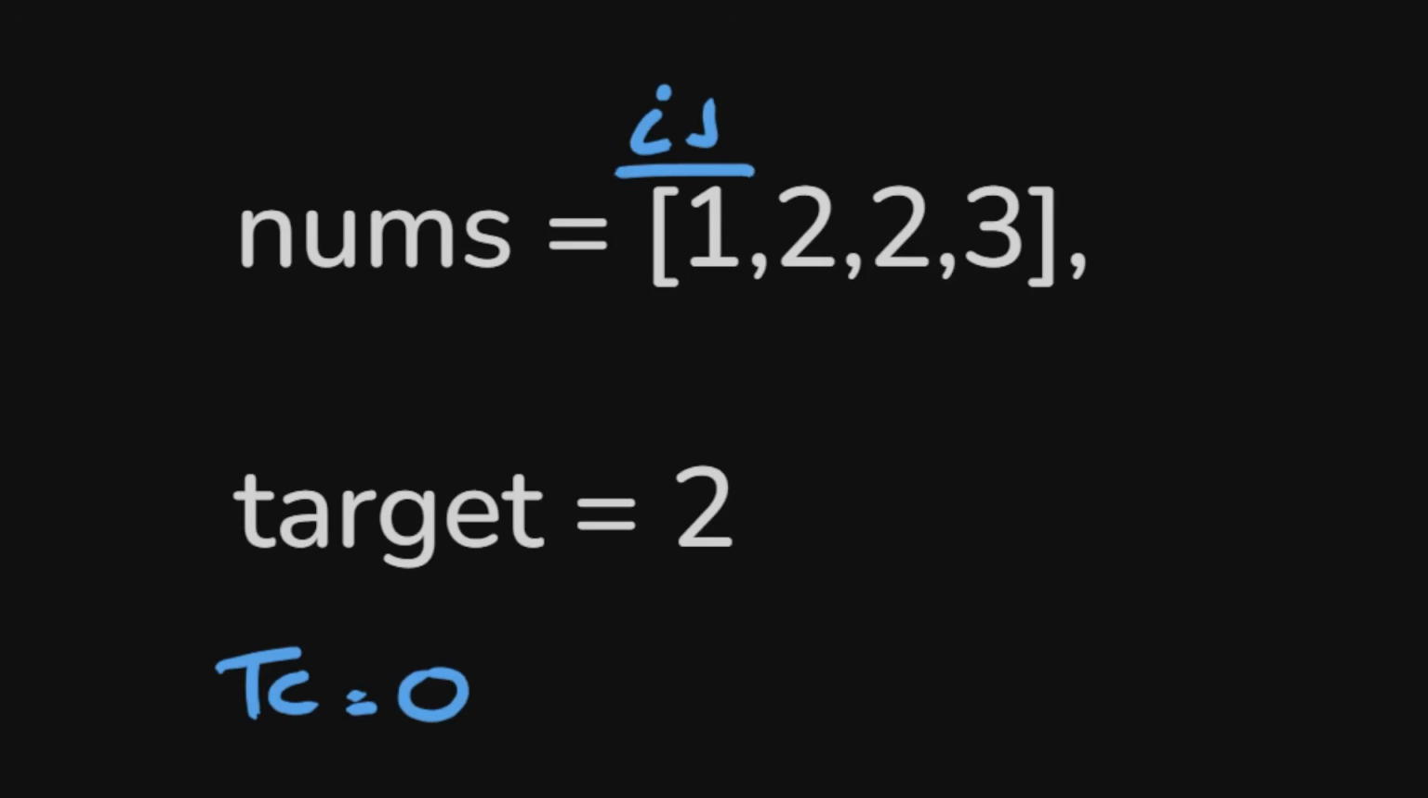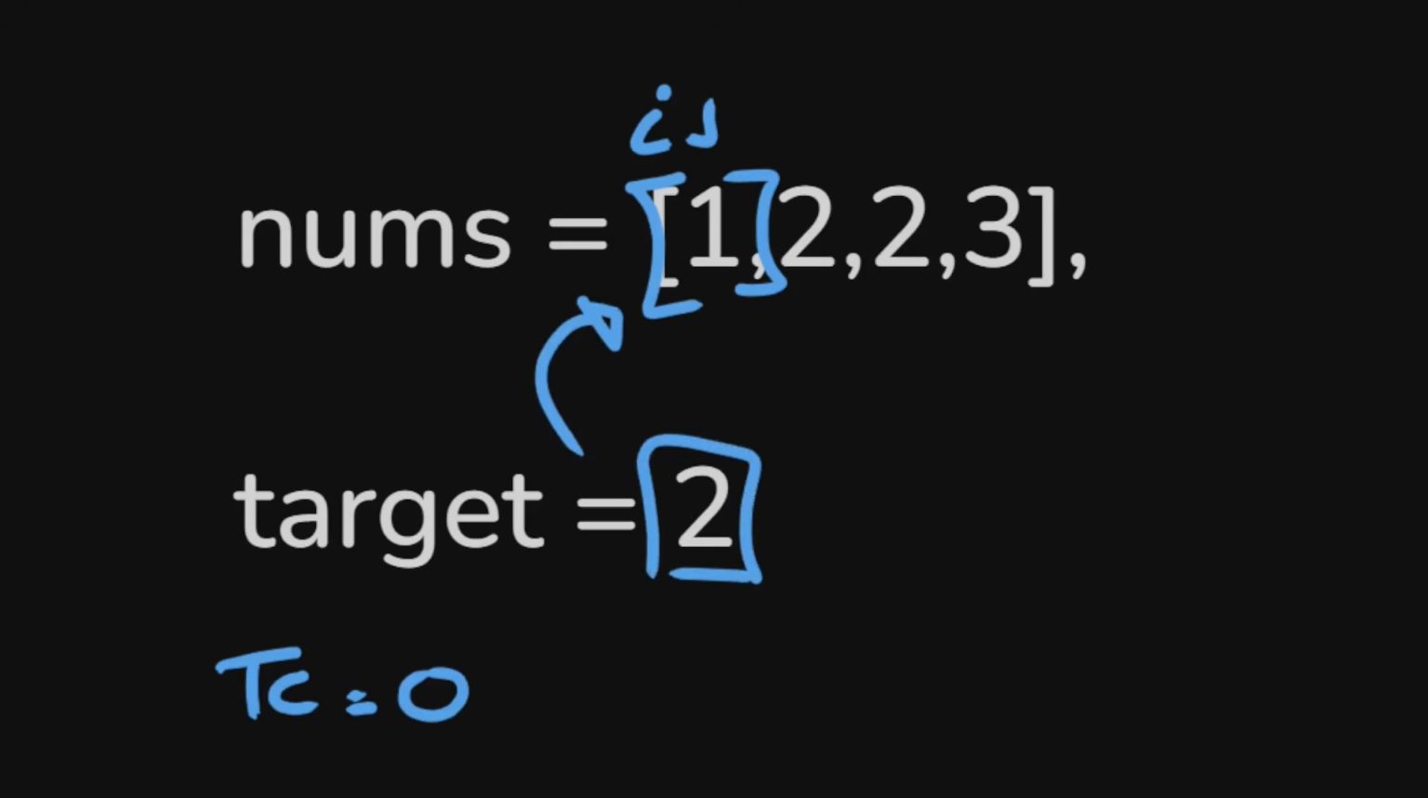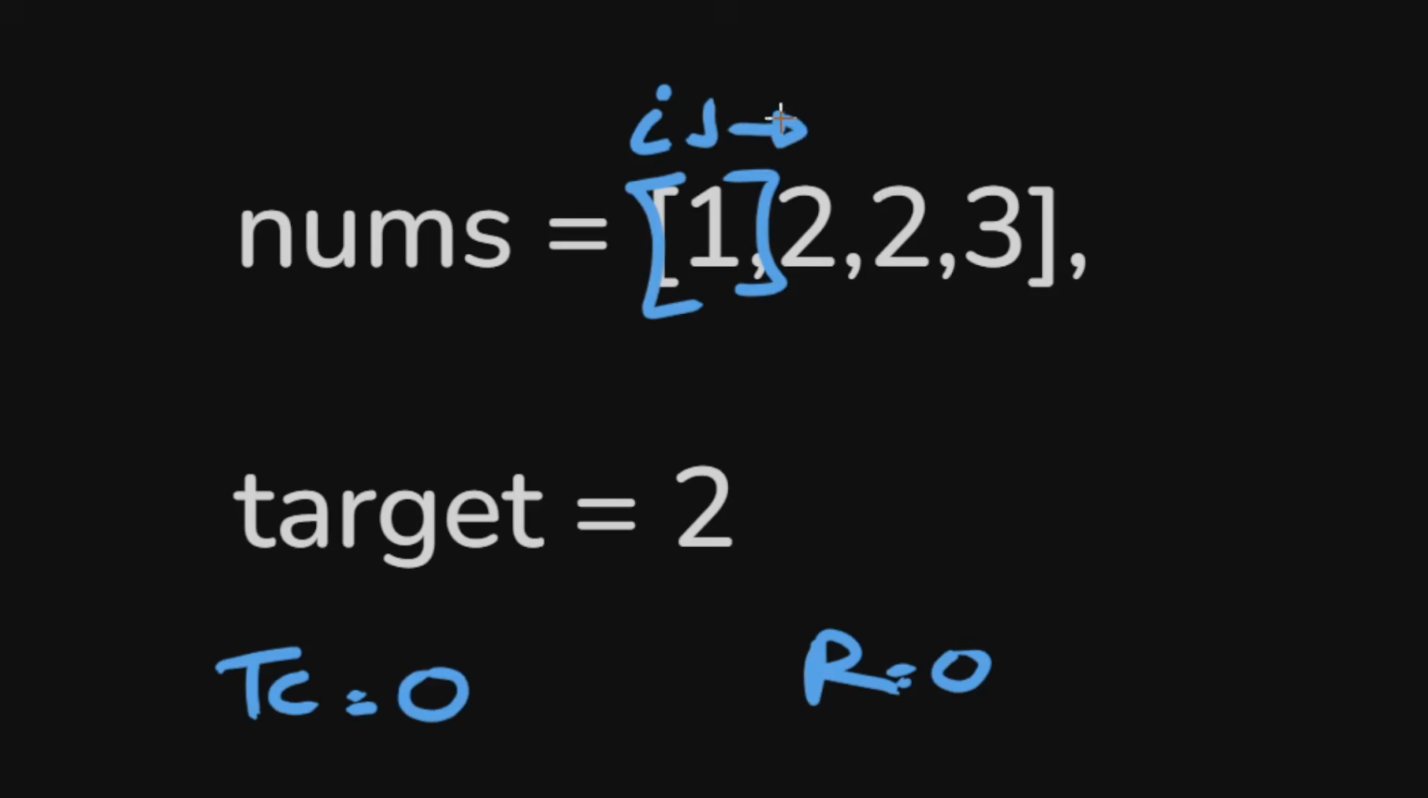We will have 2 pointers, i and j. They are the left and right bounds of the current subarray. We start from index 0, which means that we are looking at this subarray with only number 1. And we need to count the number of occurrences of target in this subarray. For this, we have a variable target count, which is initially 0. Given that this number is different from the target, the count stays at 0, the result stays at 0, and now we can move the j pointer.